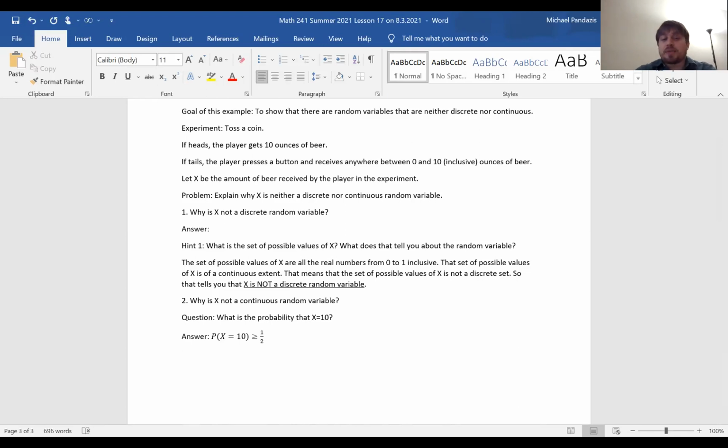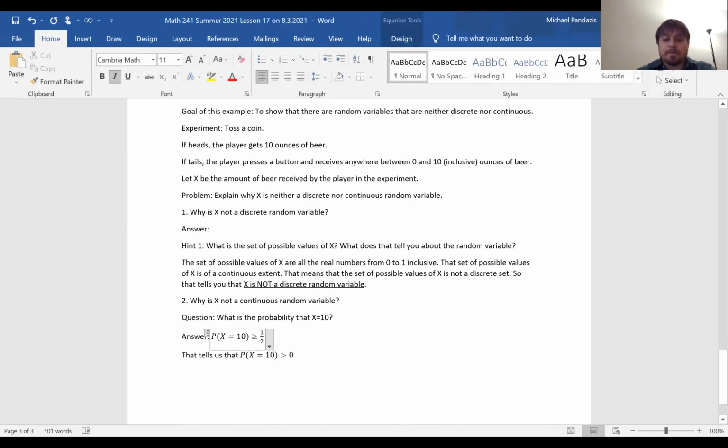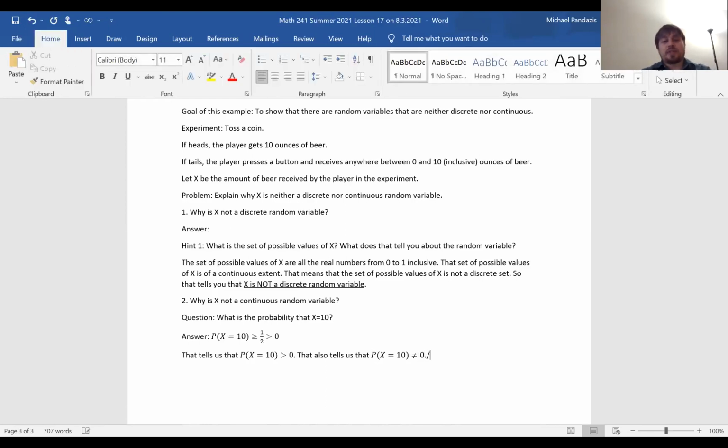So the probability x equals 10 is greater than 1/2. That tells us that the probability that x is equal to 10 is positive, right? Because 1/2 is positive. 1/2 is greater than 0. So the probability x equals 10 is greater than 1/2, which is greater than 0. So that also tells us that the probability that x is equal to 10 is not equal to 0, right? If it's greater than 0, it's not equal to 0.